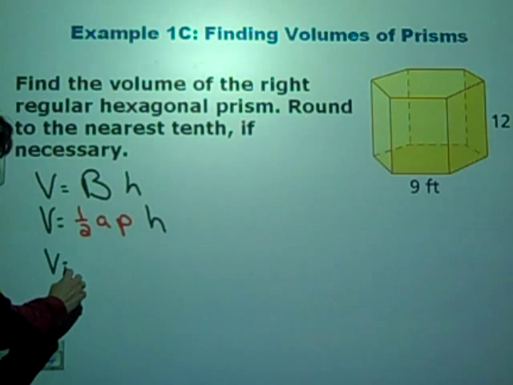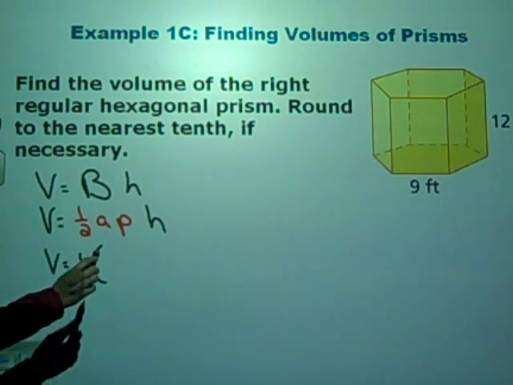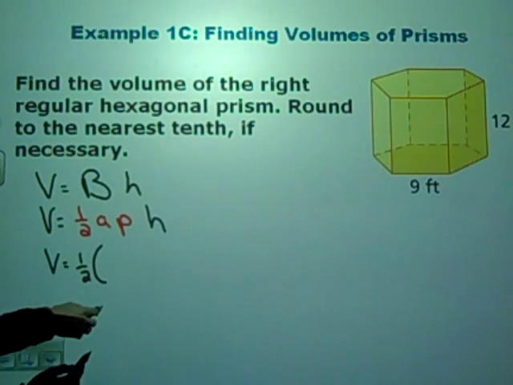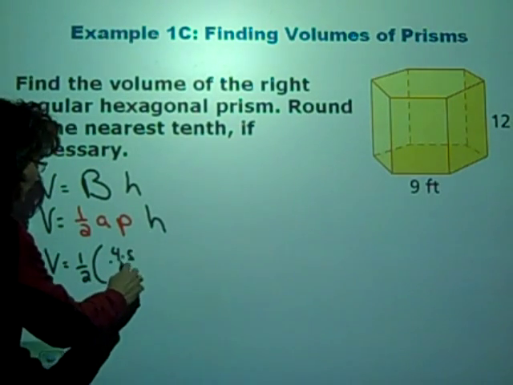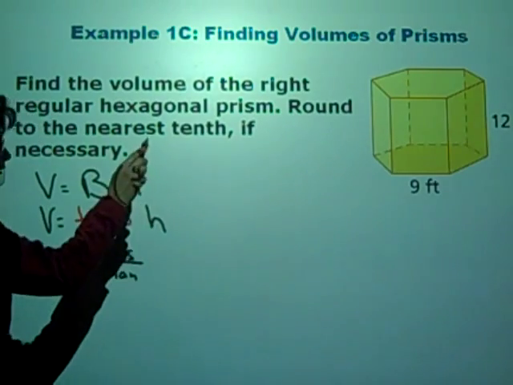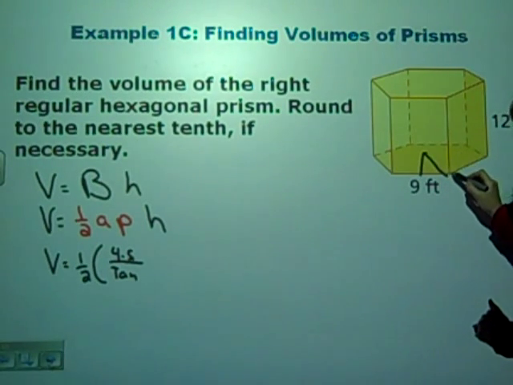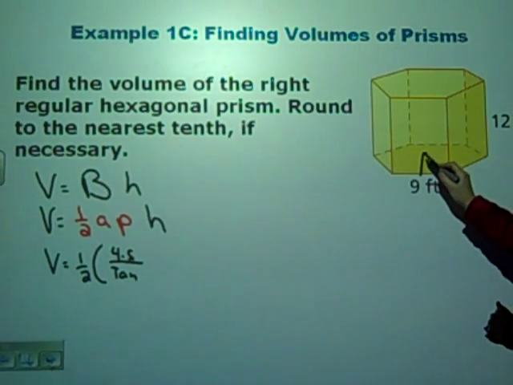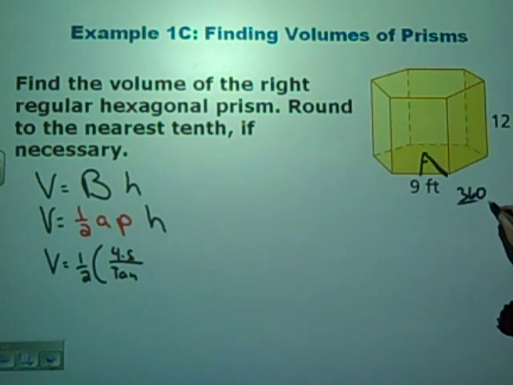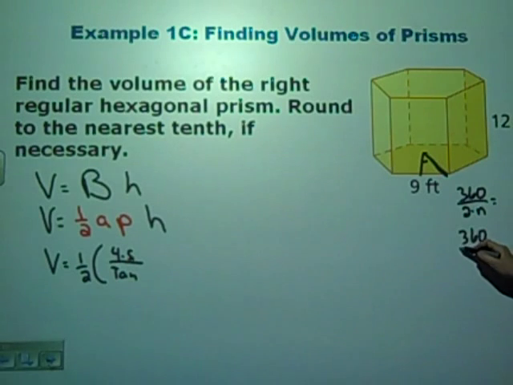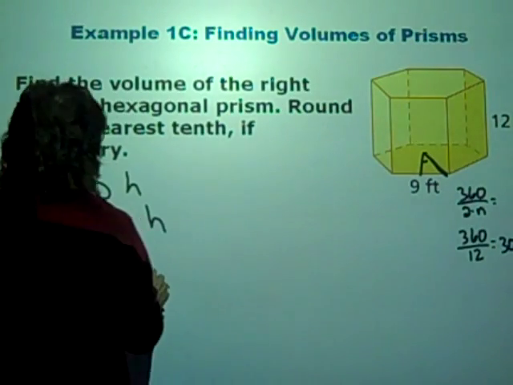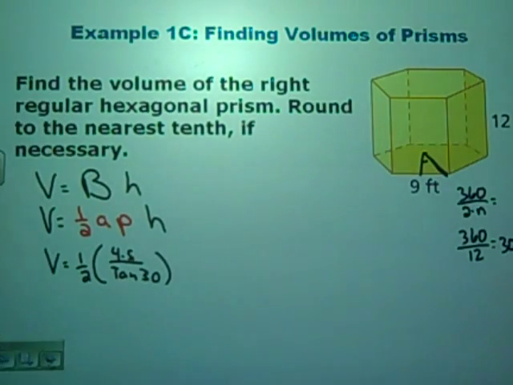So it's a hexagon. Let's see, how am I going to do that? I know the apothem is half of the side length, which is going to be 4.5, over the tangent of that central angle that you would find right there. And you know, to get that angle theta, we're going to do 360 divided by 2 times the number of sides, number of sides is going to be 6. So I have 360 over 2 times 6, 12. I end up with 30 degrees. So I've got the tangent of 30 right there.